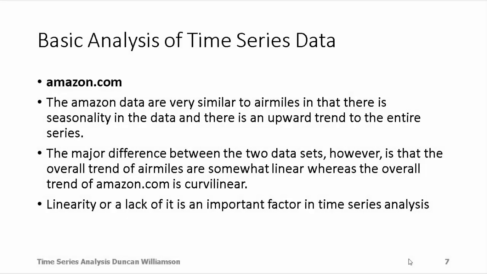Amazon.com, their data are very similar to air miles in that there is a seasonality in their data and there is an upward trend to the entire series. The major difference between the two is that the overall trend of air miles is somewhat linear, whereas the overall trend of Amazon.com is curvilinear. Linearity or a lack of it is an important factor in time series analysis.